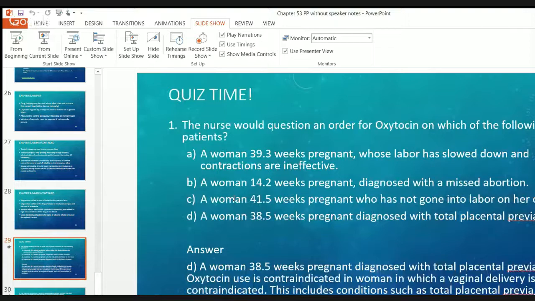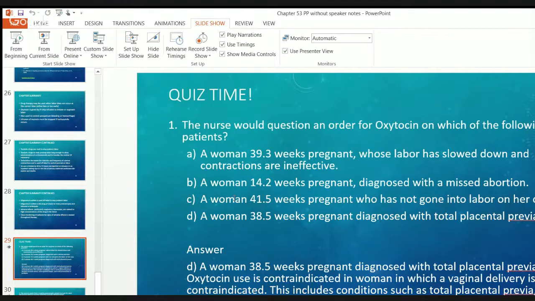We have a woman 39.3 weeks pregnant whose labor has slowed down and contractions are ineffective. Then we have the woman who's 14.2 weeks pregnant, diagnosed with a missed abortion, a woman 41.5 weeks pregnant who has not gone into labor on her own, and a woman who's 38.5 weeks pregnant, diagnosed with a total placenta previa. And as we can see, the answer is going to be A.